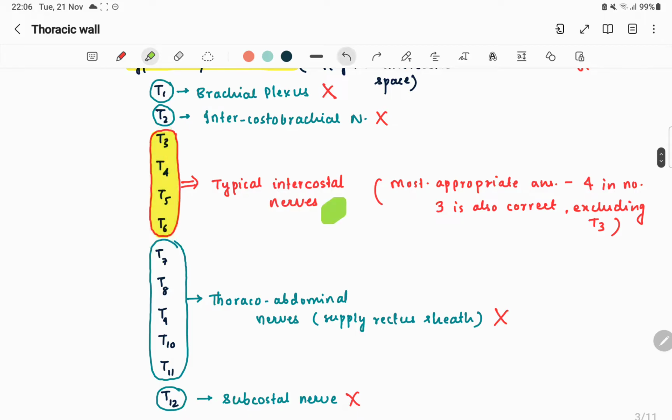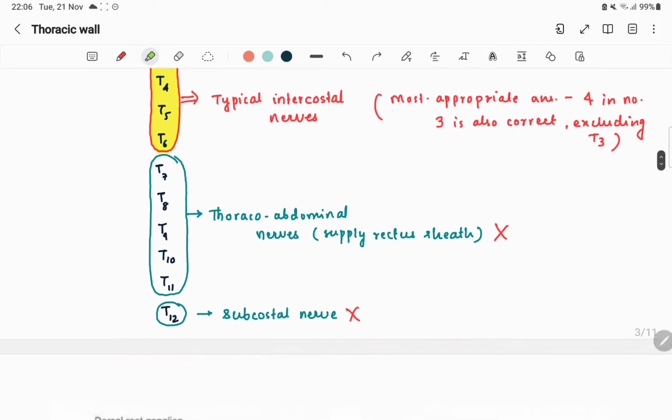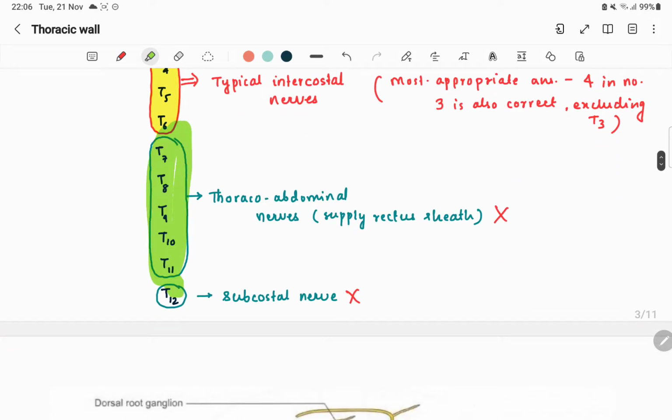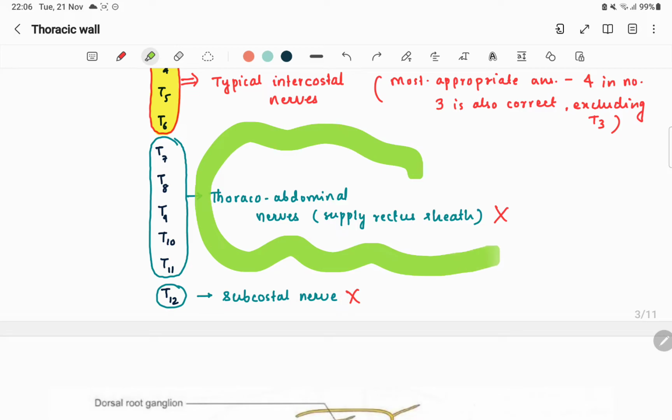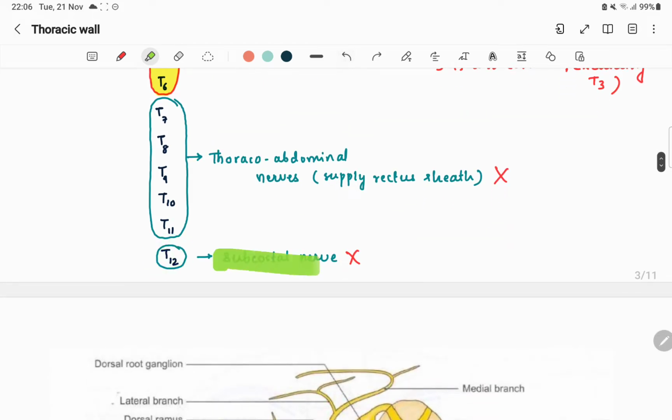T3, T4, T5, T6, these are the typical intercostal nerves. So we have about 4 typical intercostal nerves, okay, and sometimes we exclude one, so there are 3 typical intercostal nerves, this statement is also correct, and there are 4 typical intercostal nerves, this statement is also correct. Most correct is 4. And T7, T8, T9, T10 and T11 are the thoracoabdominal nerves which supply the rectus sheath, so these are not typical. And T12 is called the subcostal nerve, so this is also not typical.